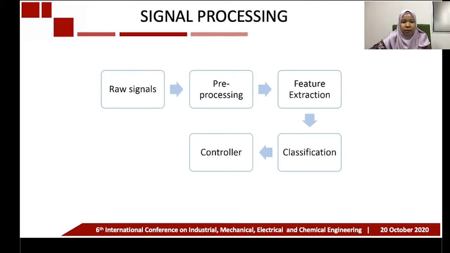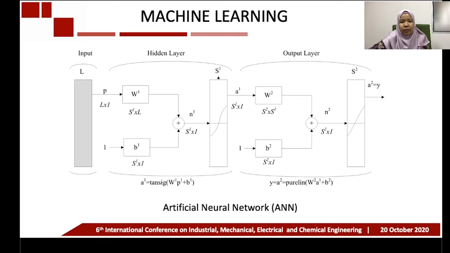In signal processing, there are 5 stages: raw signals, pre-processing, feature extraction, classification, and controller. However, classification is the main crucial stage in order to achieve better classification performance. For classification, machine learning is widely adopted in the study of EMG signals. Machine learning is proven to be a powerful tool for learning the biosignal of the experimental data, as well as to predict the unlearned data.